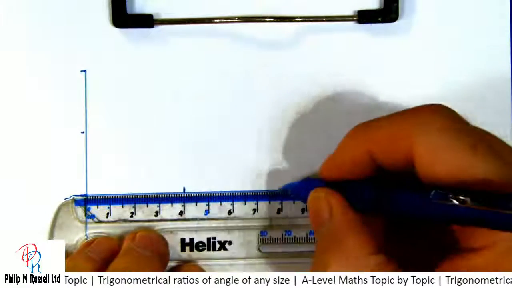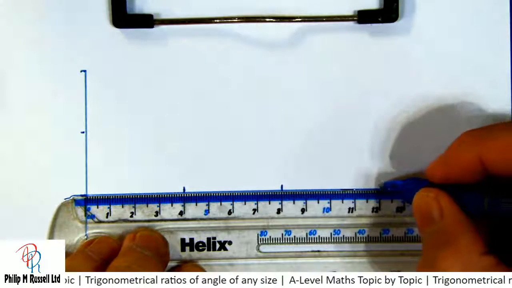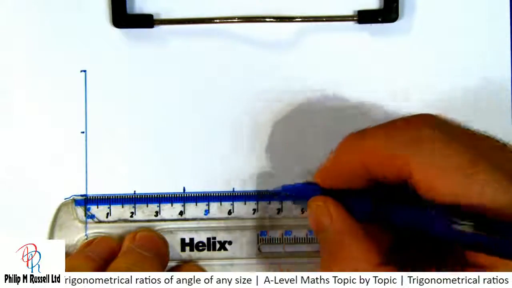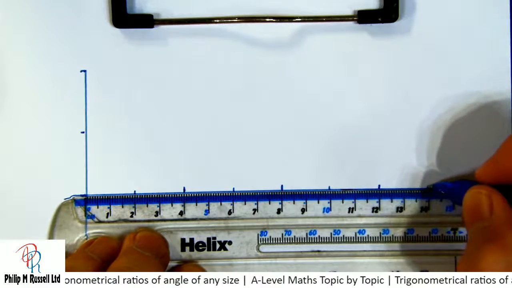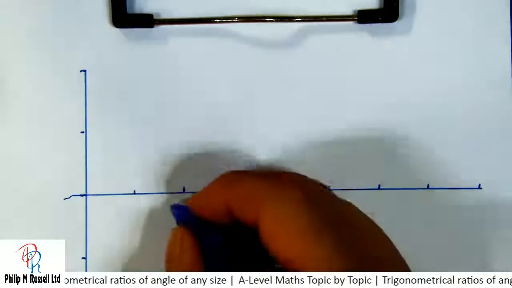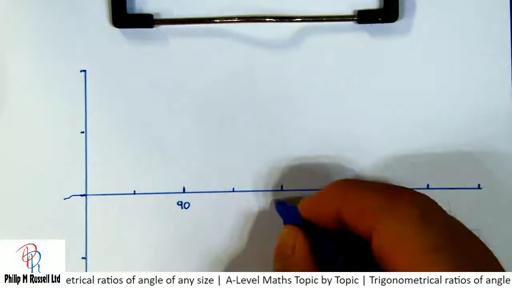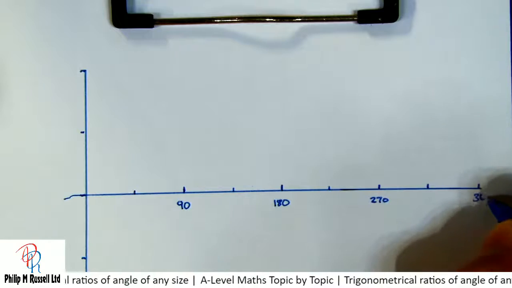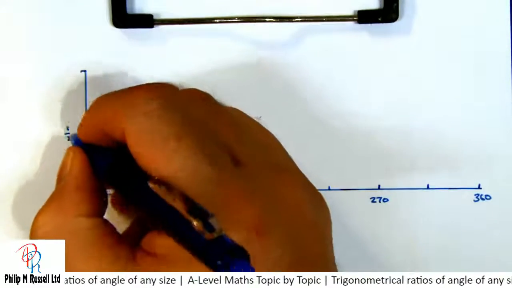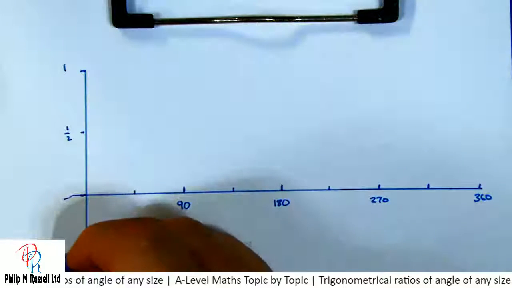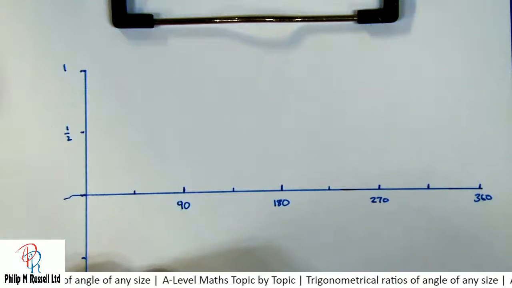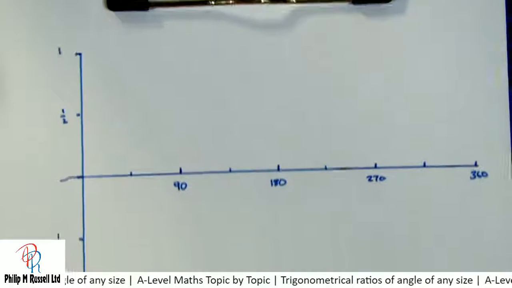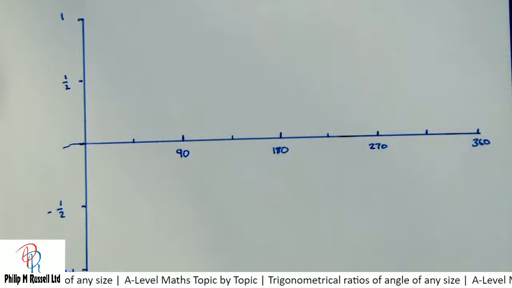And if I've got my 90, 180, 270, 360, and I'm going to put in my 45s as well. Let's label these 90, 180. There we go. And I can put my half and my 1 in. So minus a half, minus 1. There, we've got that one drawn in.